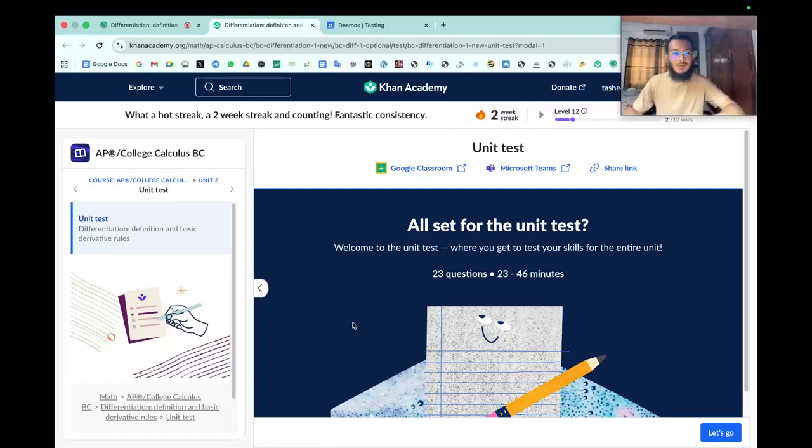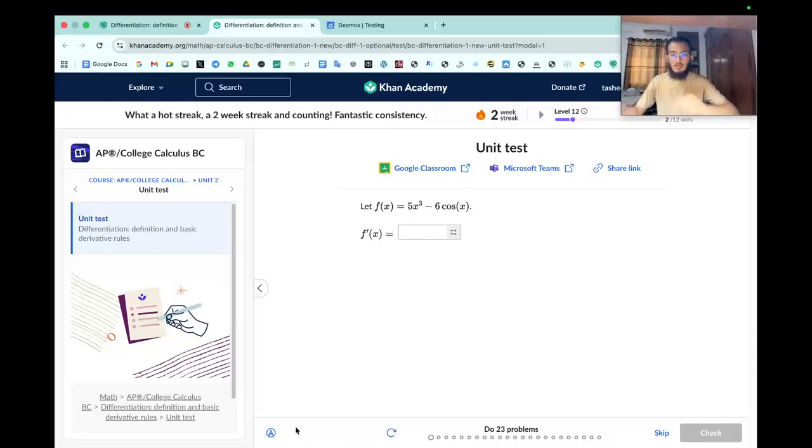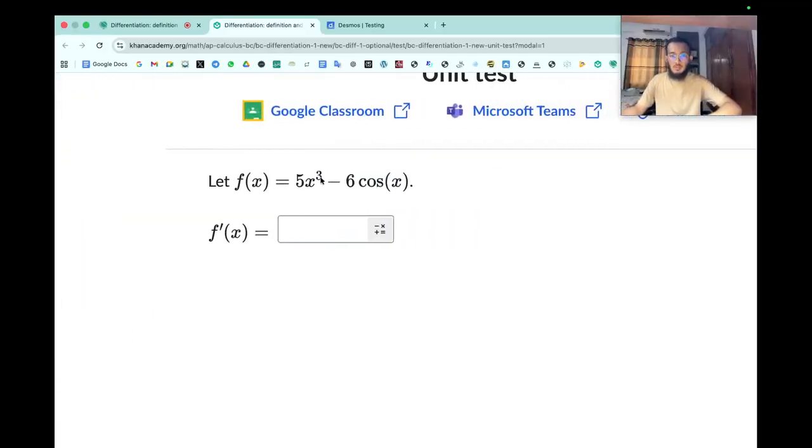Alright, let's get started with our unit test for differentiation, definition and basic derivative rules under the course calculus. Let's go. For the first question, they have asked us to find f prime of x, which means we have to differentiate the entire f of x.